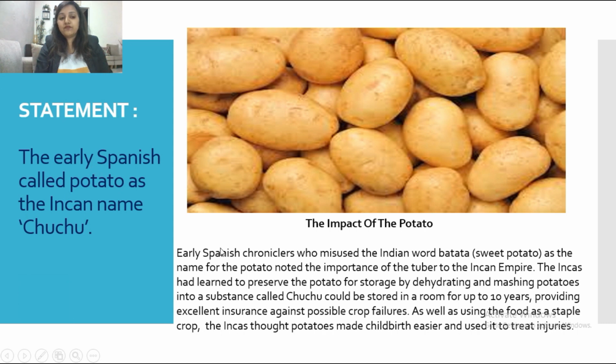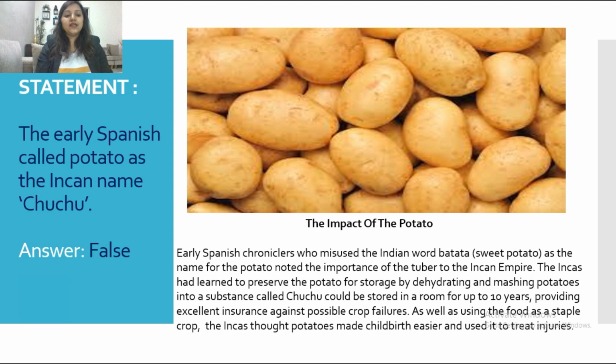We are finding the reference of this name in the paragraph, but it was not tutu, it was the word batata. So the information related to the name of the potato which was given by the early Spanish people is there in the paragraph, but it is contradicting. The information is contradicting, the name is contradicting. So that is why the answer here is false.